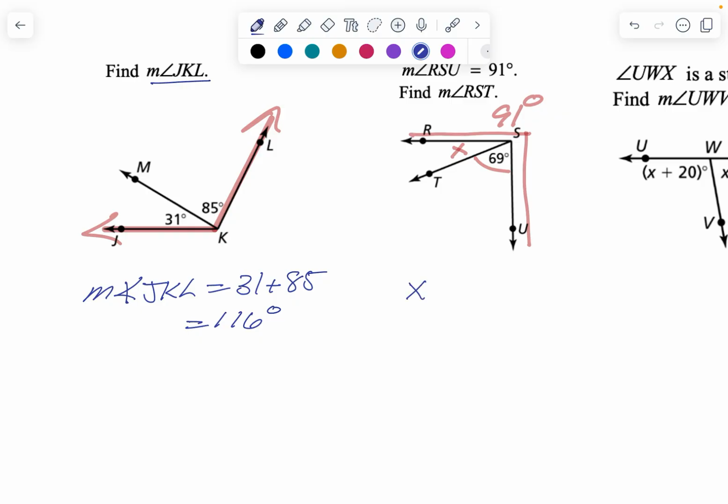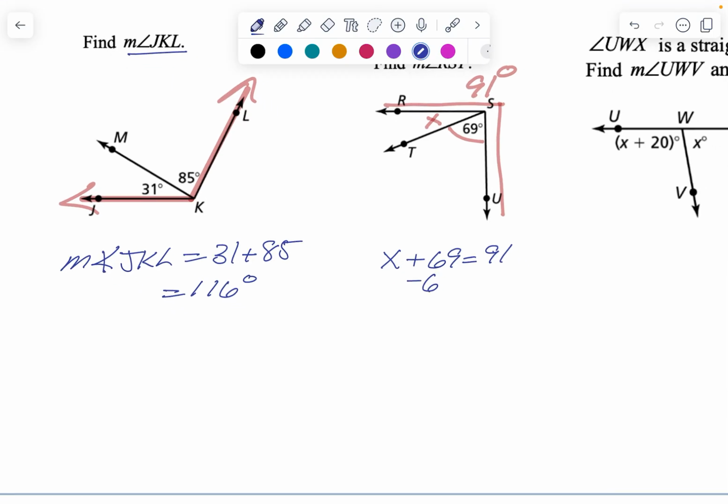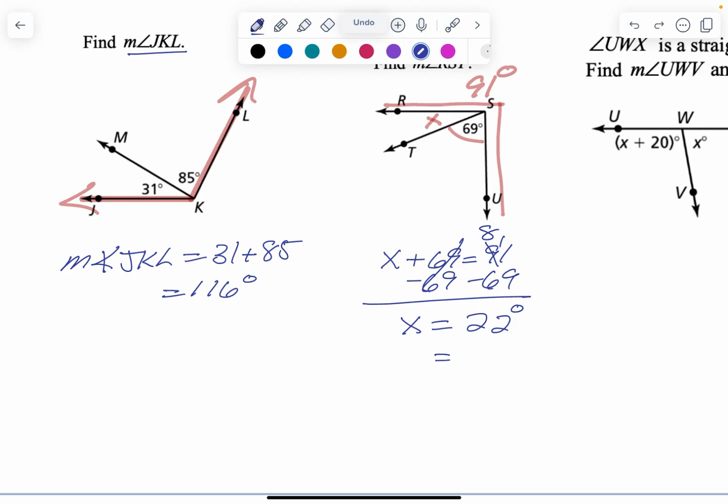So notice from the segment or angle addition postulate, we know that X plus 69 has got to equal the whole thing. So the two small parts added together have to equal the whole thing. So we're going to subtract 69 from both sides. X equals, let's see, 22 degrees, which is equal to the measure of angle RST.